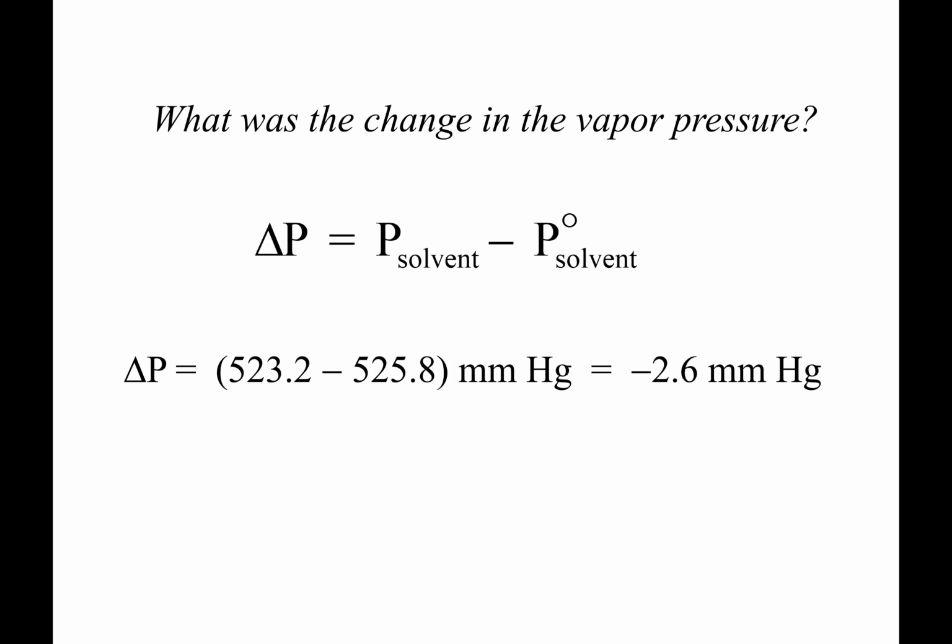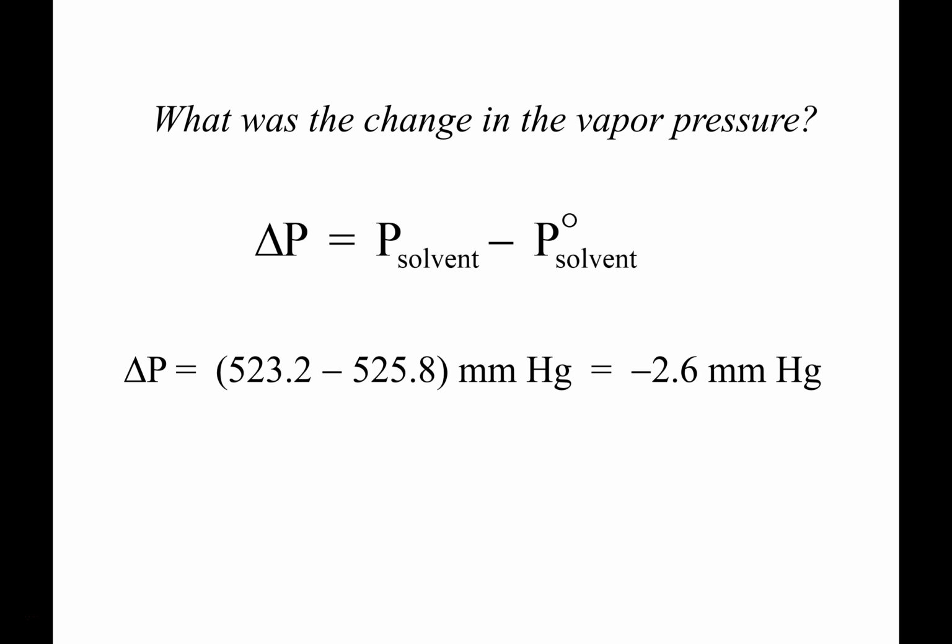523.2 minus 525.8, and that's millimeters of mercury. So you end up with the sign being negative, 2.6 millimeters of mercury. That's your vapor pressure lowering because you're adding glucose.